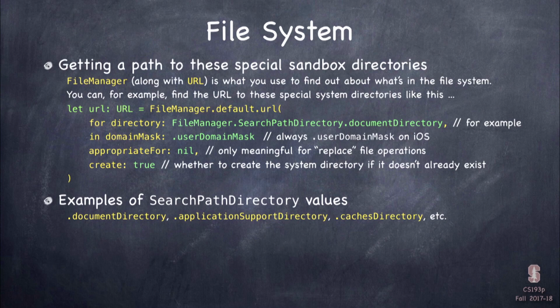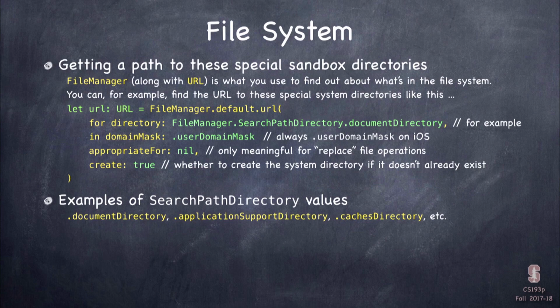Again, kind of not meaningful in iOS most of the time, so that's usually just nil. And then create is an important one. That says whether you're going to create that special sandbox directory, because not all of them exist when your app is created. Like application support does not exist, so you have to make sure you say create true right there. It doesn't hurt to say create true. I think document directory actually is already created for you, but can't hurt.